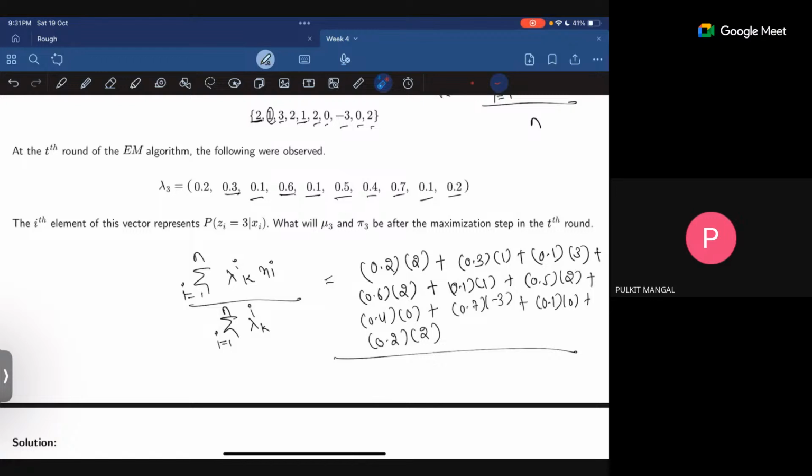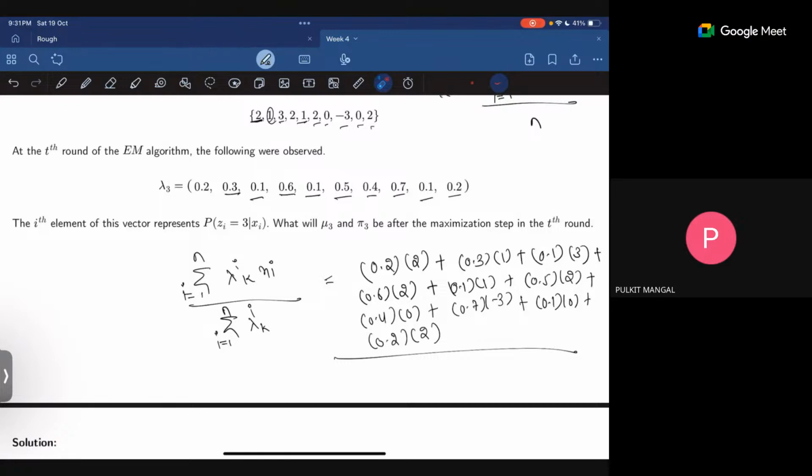Now, what about sigma k? What is the formula for updated sigma k? It is also a weighted variance, right? So how will you calculate it? It is summation i equal to 1 to n, lambda ik, xi minus mu k, whole square, divided by summation i equal to 1 to n, lambda ik. Correct. So they are similar.